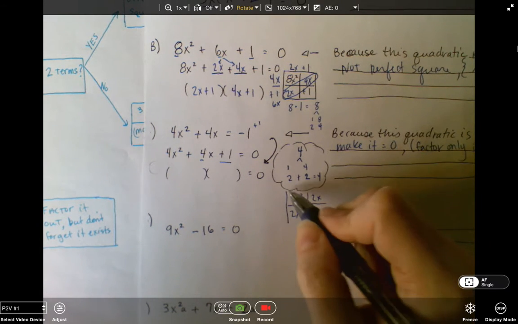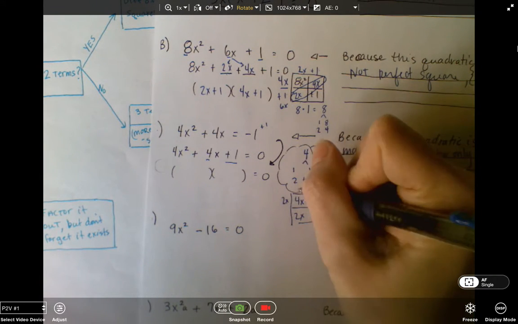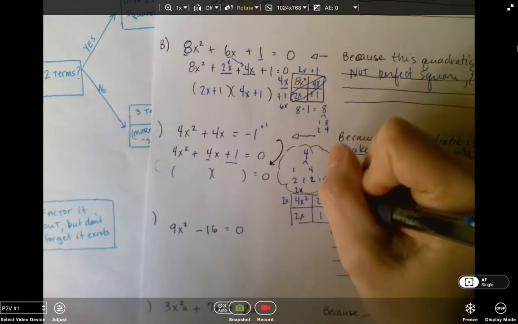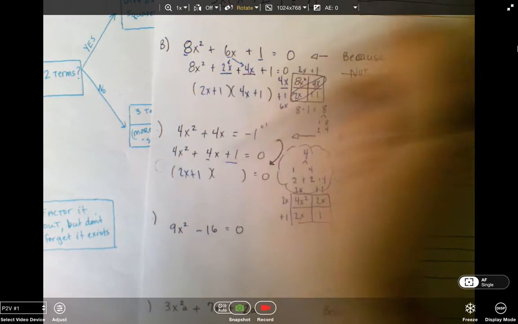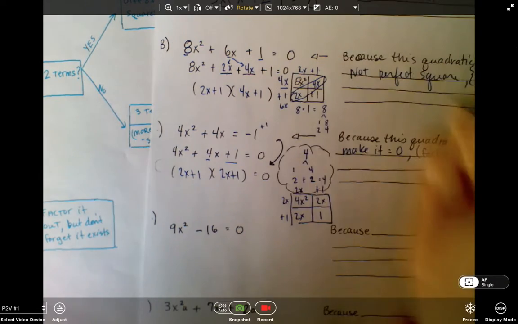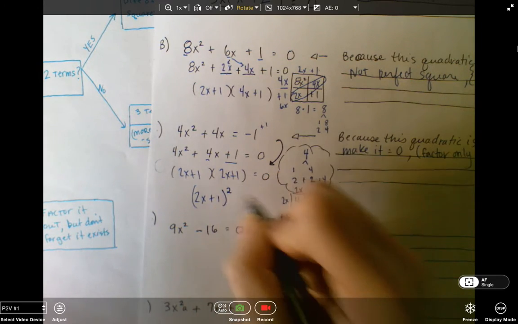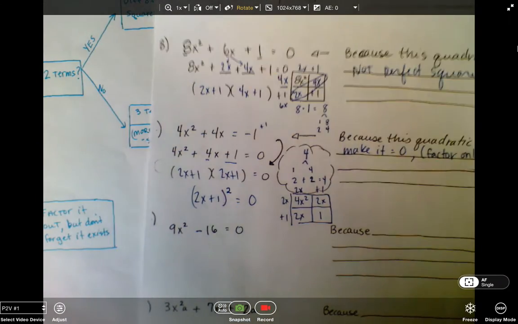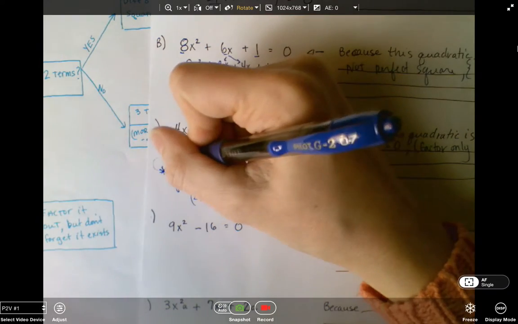All right, it is a perfect square. So 2x, 2x, 1, and 1. So 2x plus 1 by 2x plus 1, or you might write it as a square. If they ask for factored form, though, you might want to leave it there.